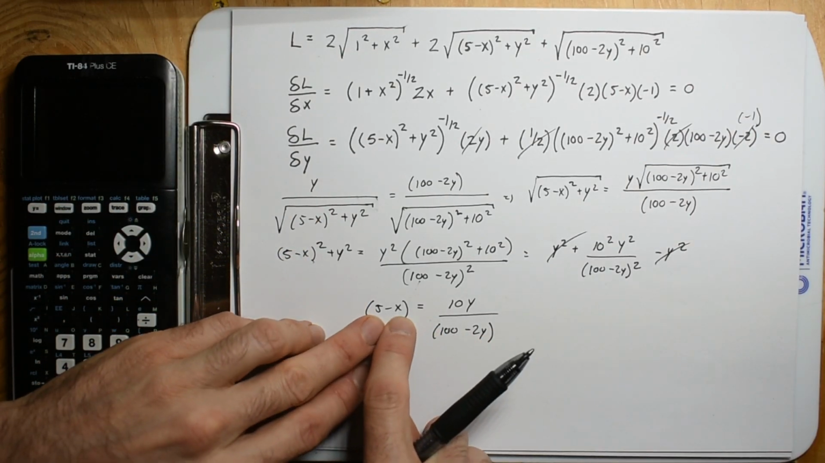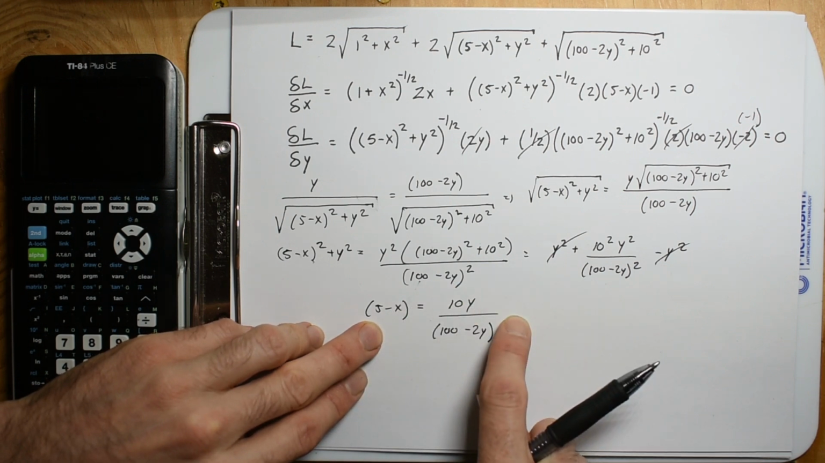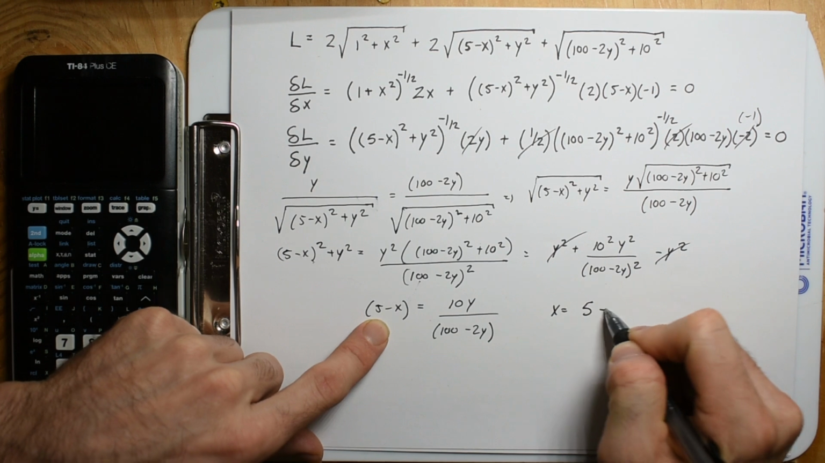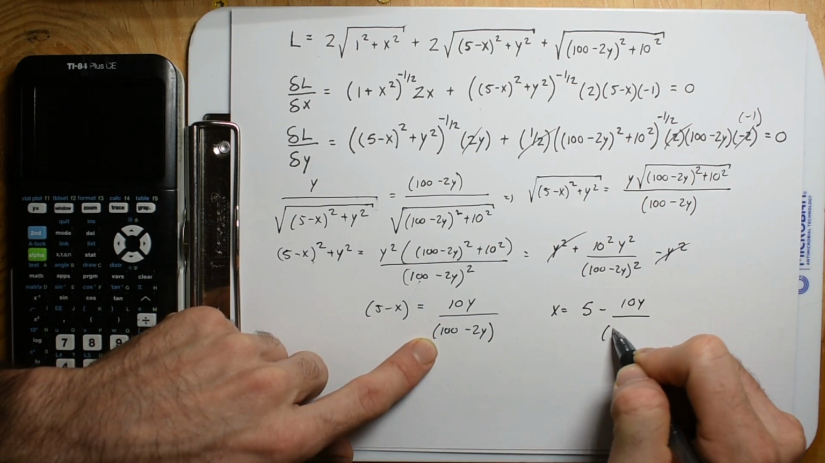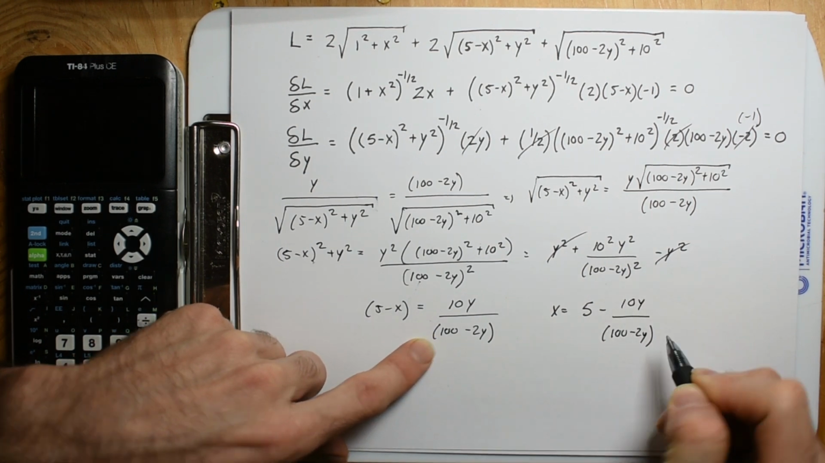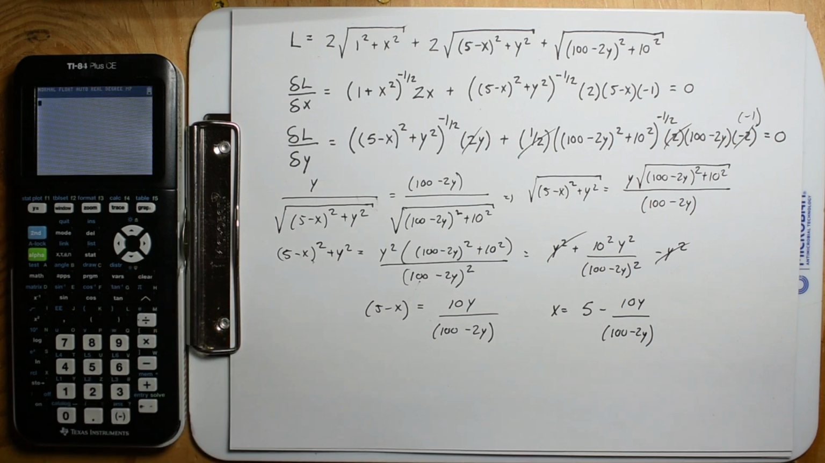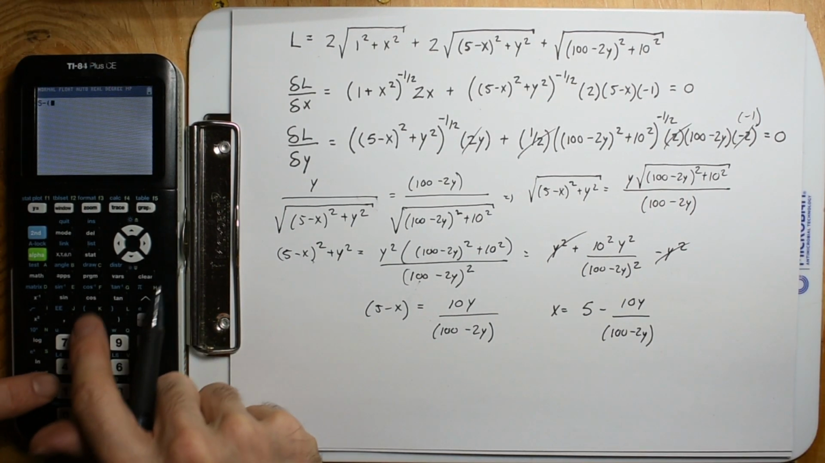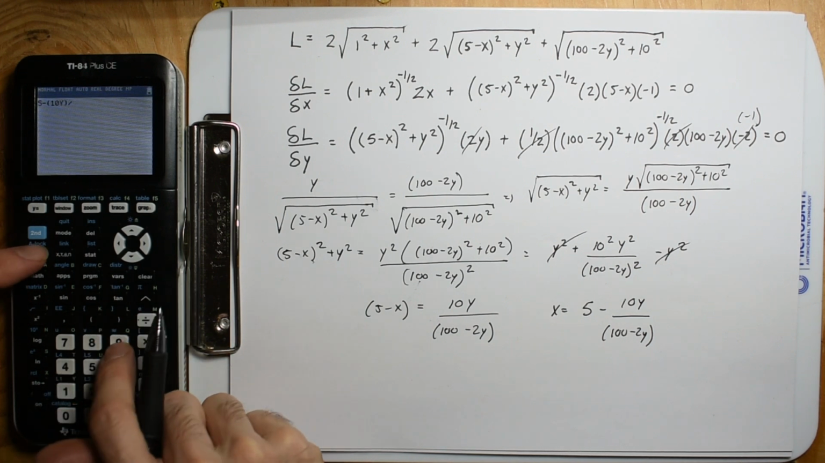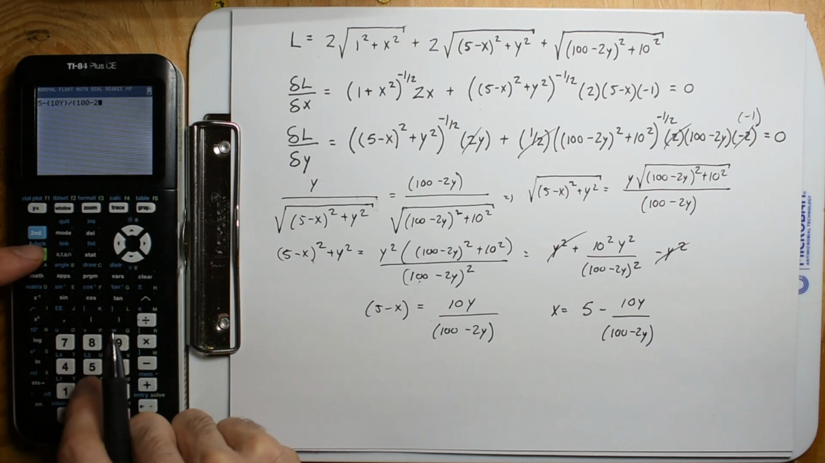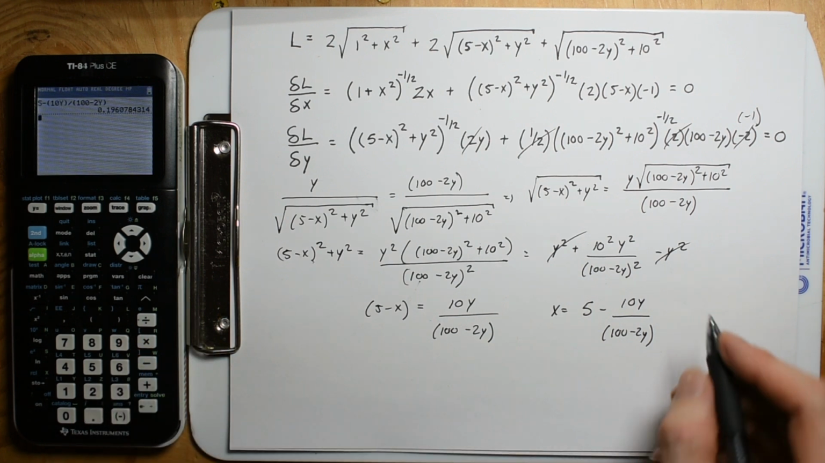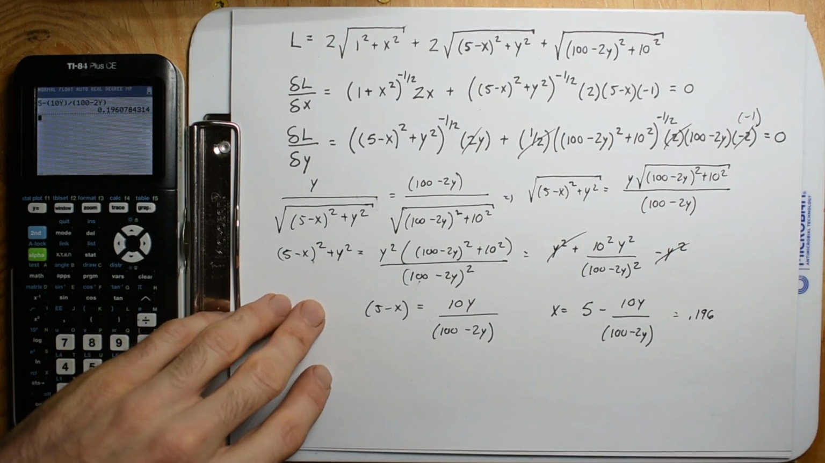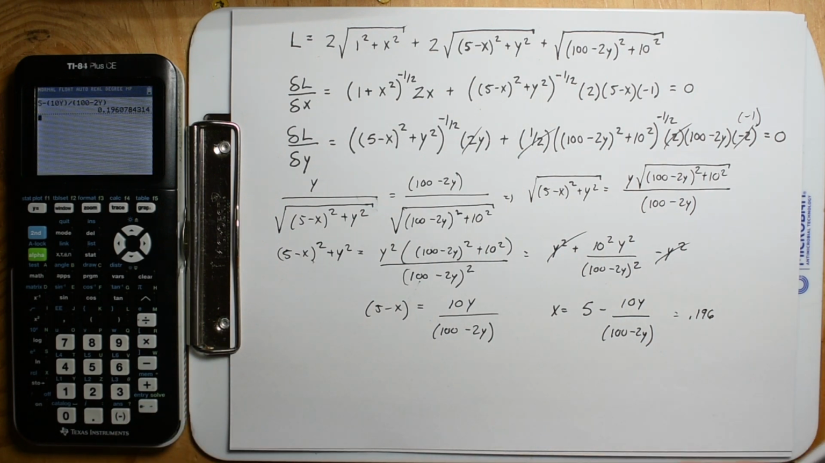So coming back to here, let's get the x over here, and then we're going to subtract that over there. So we're going to have x is equal to 5 minus 10y over 100 minus 2y. And now this should work out. So we have 5 minus 10y divided by 100 minus 2y. Okay, hell yeah, and we get that 0.196. Nice. So that was brutal, but we have two equations.